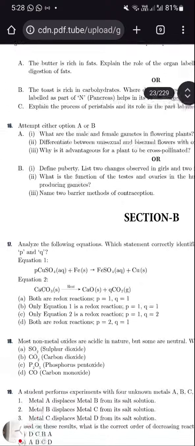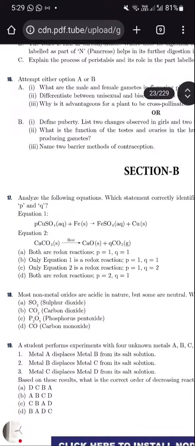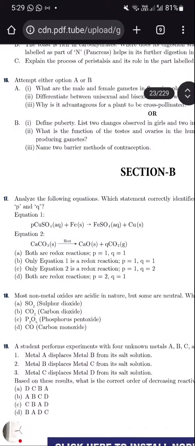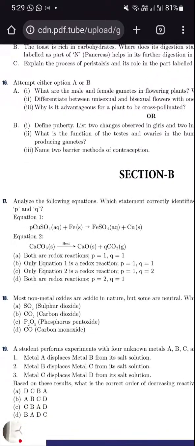Now the next one: analyze the following question and write the P and Q. If you remember, we already did this question. CuSO4 plus Fe converts into FeSO4 plus Cu. CaCO3 is converted into CaO and CO2. Which statement correctly identifies a redox reaction? What is a redox reaction? Where oxidation and reduction both take place, we call it a redox reaction. So among all, which one is the example of a redox reaction?